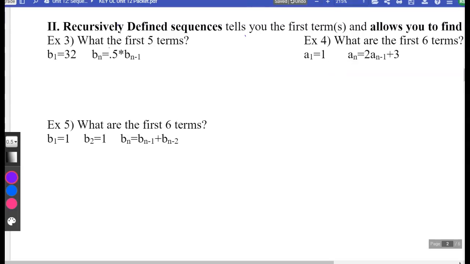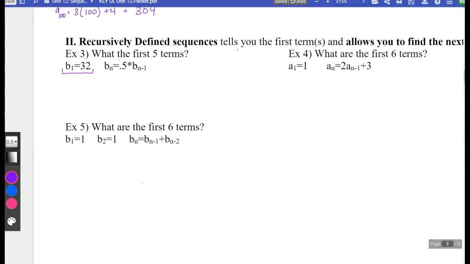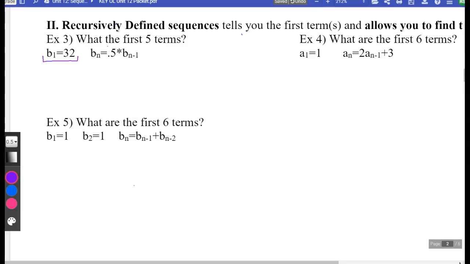So this example 3 is written recursively. Notice it actually tells us in the notation what our first term is equal to, 32. It says b sub 1 is equal to 32. All right, so whenever you are recursively defining a sequence, you always have to state what the first term is, which they do here. They say b sub 1 is equal to 32. Meaning, if I'm writing out the terms of the sequence, my first term is 32.